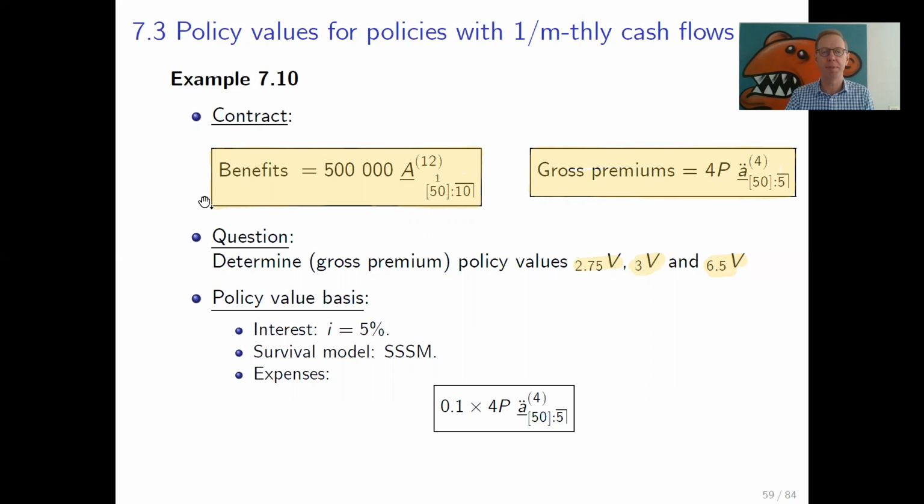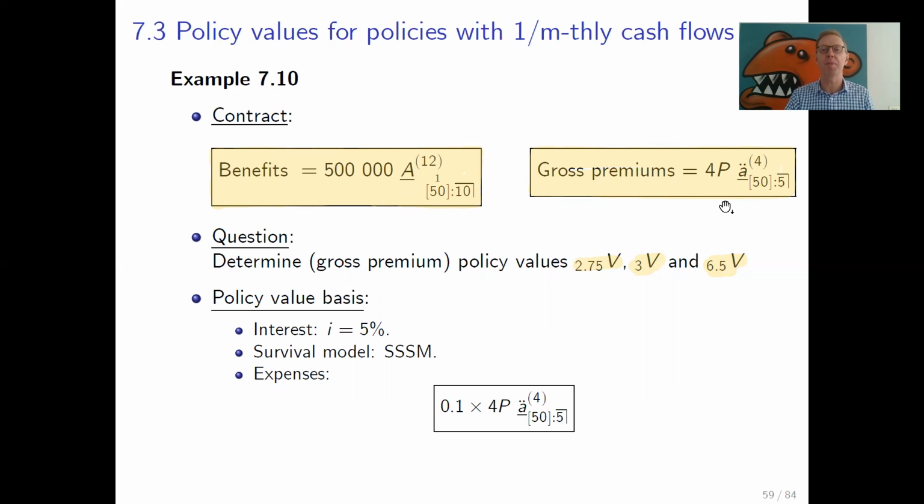Example 7.10 is a contract with the following benefits. There is a term insurance on a person of age 50 for a duration of 10 years, where he will receive 500,000 if he dies, and the payment is performed at the end of the month of death. That's the 12 that indicates that the payment is at the end of the month of death.